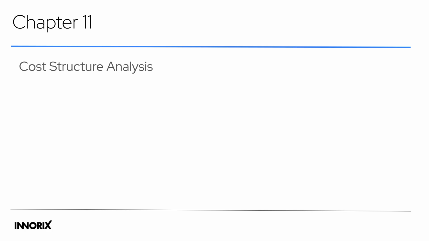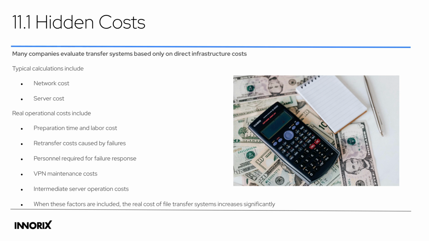Chapter 11 covers cost structure analysis, urging organizations to look beyond direct technical costs to evaluate the full operational impact of file transfer systems. Many hidden costs accumulate in file transfer operations, including staff time for preparation and failure response, retransfer costs, and the maintenance of intermediate servers. These factors significantly increase the real cost.